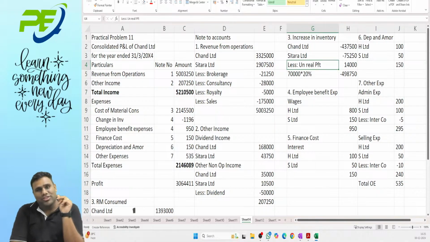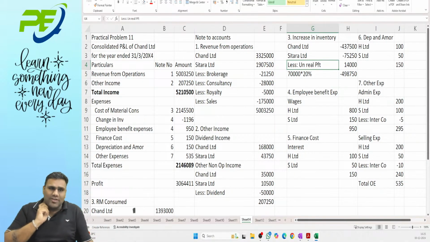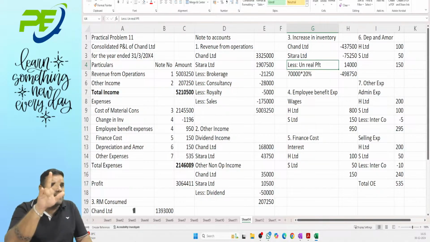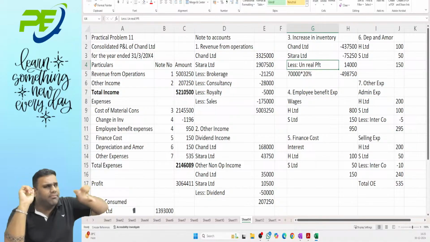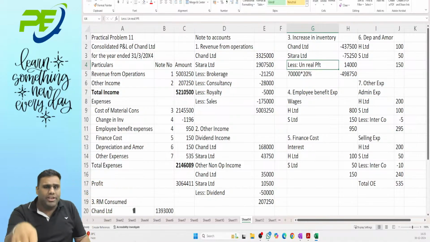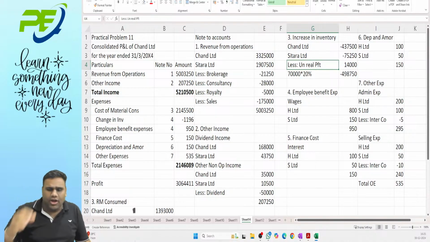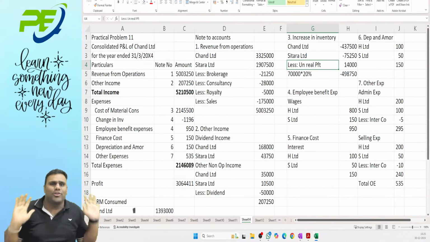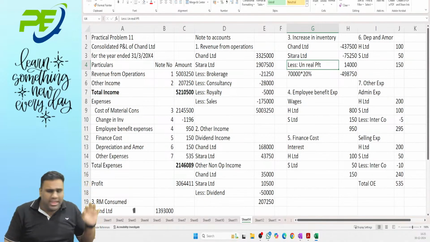Last time also there was confusion, and at the cost of repetition, I'll repeat again. Basically, change in inventory is opening minus closing. So when you write the answer in minus, what happens? Your opening stock is more than closing stock. And this unrealized profit is there in closing stock. So technically, you are reducing your closing stock.